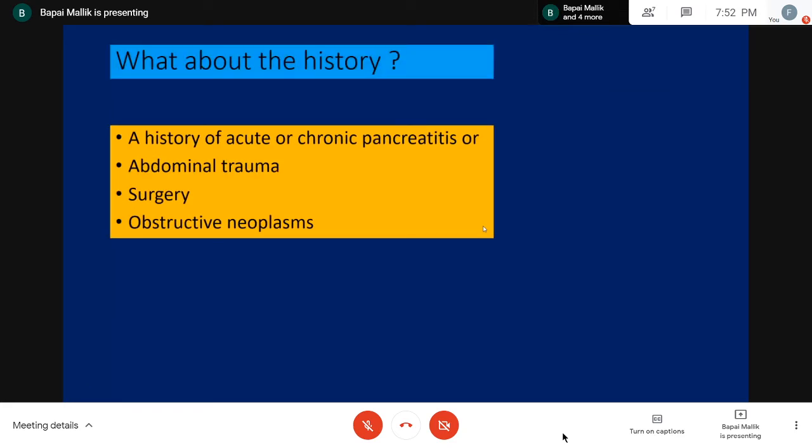If there is a history of acute or chronic pancreatitis, it may help you with the diagnosis of a pseudocyst. Similarly, a history of abdominal trauma, or surgeries like those related to the stomach. Partial gastrectomies are often associated with pseudocysts, as is the presence of obstructive neoplasms. All these are important parts of the history sheet.